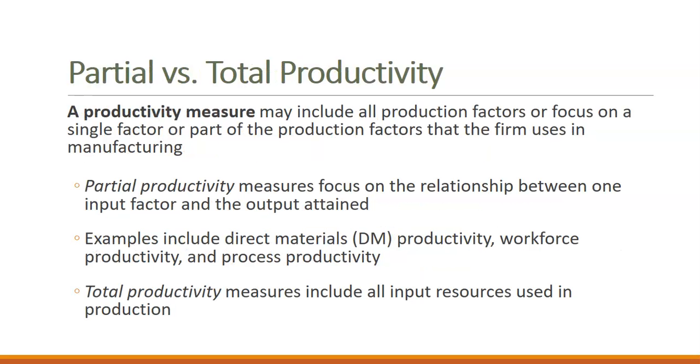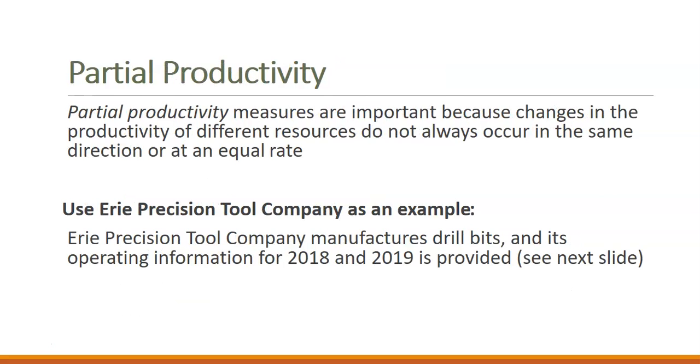We can also have partial measures of productivity versus total productivity. Total productivity looks at total inputs and outputs. Partial productivity looks at the relationship between one input factor and the output attained. Different examples could include just the direct materials productivity, the direct labor productivity, or the process productivity. Total productivity includes all of the input resources used in production. Now, some examples of partial productivity measures.